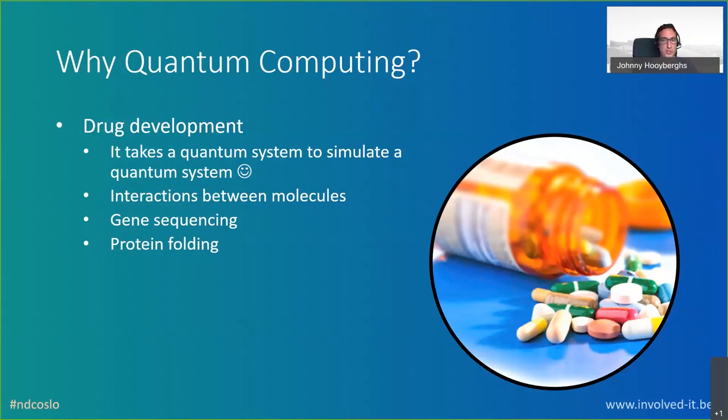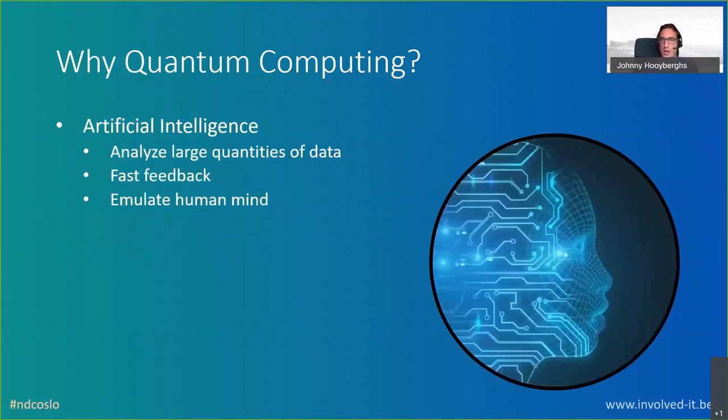Also, the molecules in our body act in a quantum way because they are quantum by nature. So when we try to simulate them, it should be easier to do it using quantum instead of a classical computer. And then also artificial intelligence, the same story.